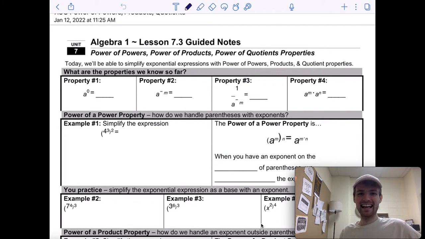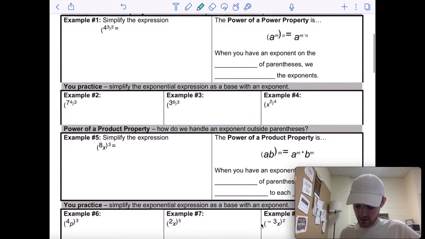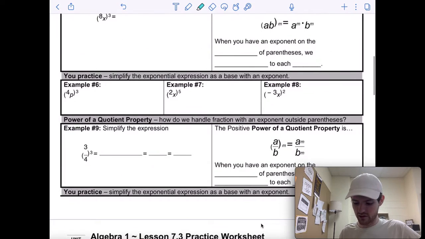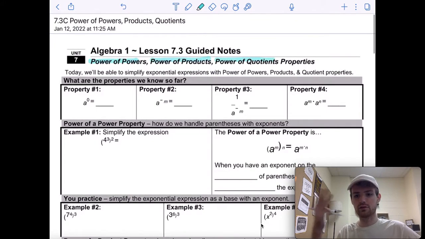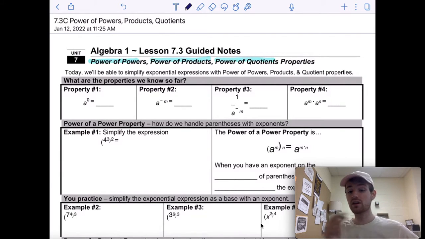Here we go. We're getting into it. 7.3. We're learning about a lot of different things. Three, actually. Power of powers, power of products, and power of quotients. Three new properties we'll get to. Before we get to those, let's go ahead and remember the properties we've been working with.